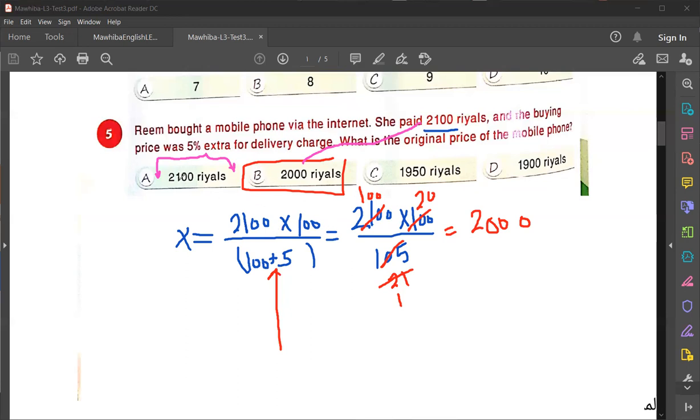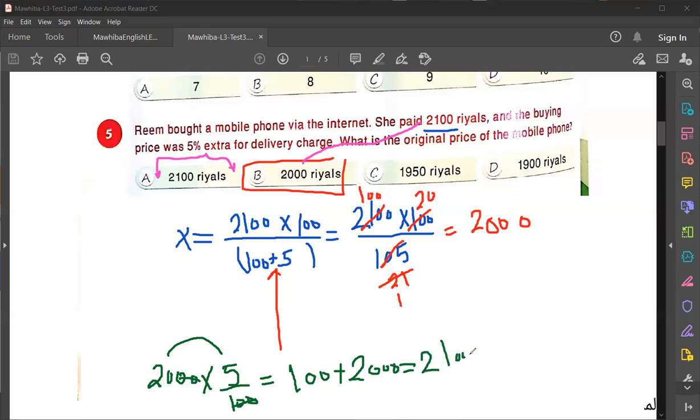Okay, we will check the answers. If I have 2,000 here, to find the 5%, you write 5 over 100 times 2,000. Then you simplify the zeros and multiply 20 times 5. It is what? It is 100, right? Then when you add the original amount, 100 plus 2,000, then you get what?